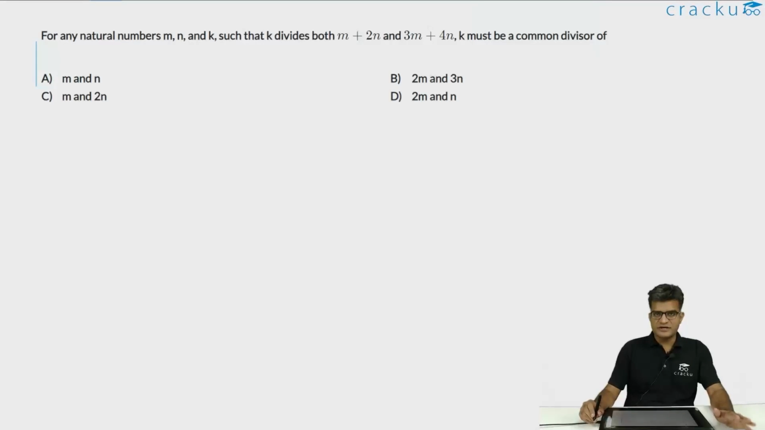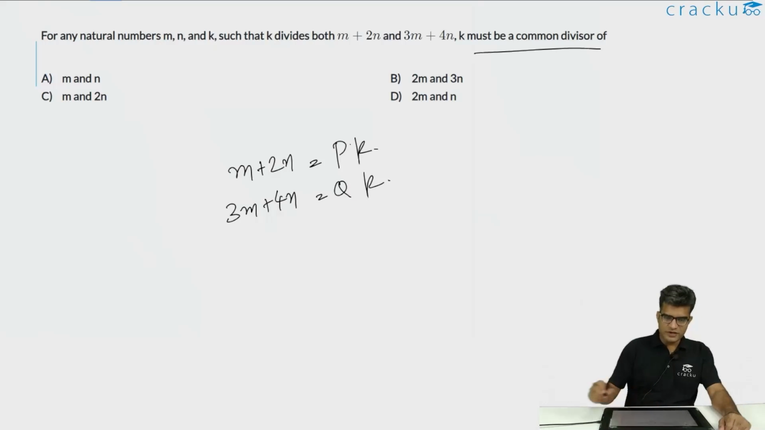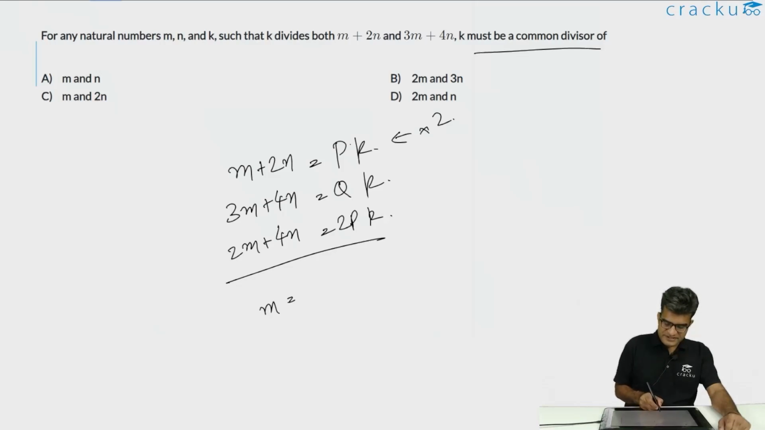In this question, we are told that for any natural numbers m, n, and k divides both m plus 2n and 3m plus 4n. Then k must be a common divisor of what? Let us assume that m plus 2n is equal to some natural number p into k. And let 3m plus 4n be equal to another natural number q into k. Now if you multiply the first one with 2, we are going to get 2m plus 4n is equal to 2pk. Or the value of m is equal to (q minus 2p) into k.